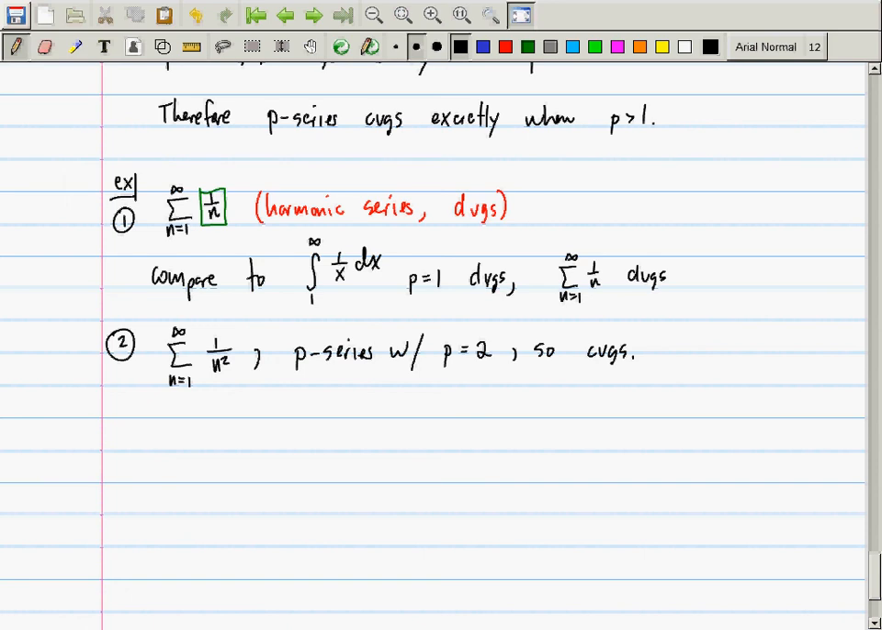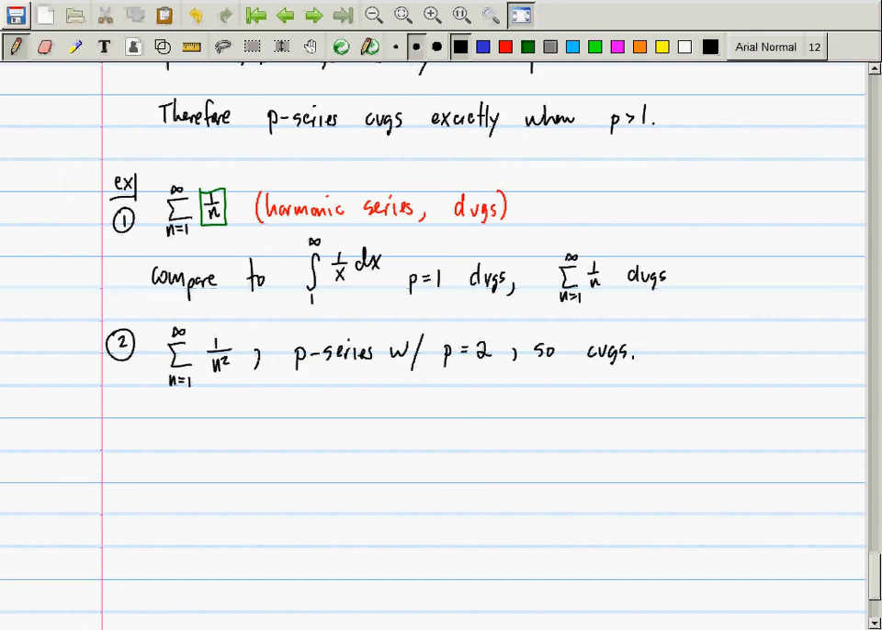I have no idea, right? Actually, we may figure out what it converges to later. You could figure out what the p-integral converges to. If you have a good memory, you can remember that the p-integral converges to what? 1, right? In this case, because p is 1. So it's 1 over p minus 1 or something like that. Yeah, 1 over p minus 1. So the p-integral converges, and it converges to 1.